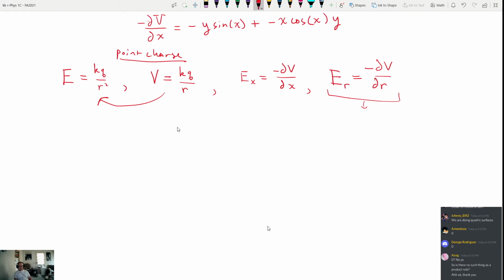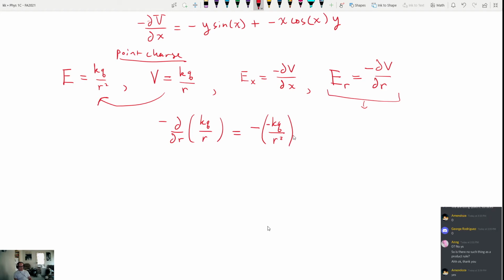So let's check. If I take negative del r of kq over r, what do I get? What's the derivative with respect to r of kq over r? It'd be kq over r squared, right? With a negative sign. But then negative times negative, this actually does give you the r component of the electric field. It's exactly kq over r squared. That's nice. But you already knew that.